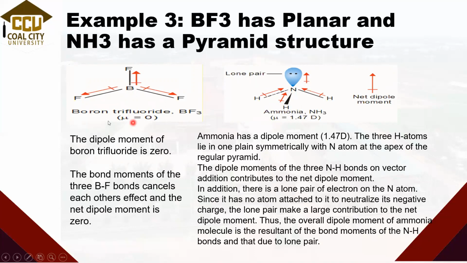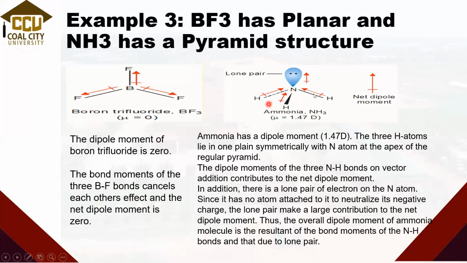For the case of boron trifluoride, it will have a net dipole moment of 0. Once you know the net dipole moment is 0, then it means BF3 has a symmetrical structure. And because it has an AX3 molecular backbone, then the structure will actually be trigonal planar. The dipole moment of boron trifluoride is 0. The bond moments of the 3 BF bonds cancel each other's effect, and the net dipole moment is 0. So that is why the structure will actually be trigonal planar.